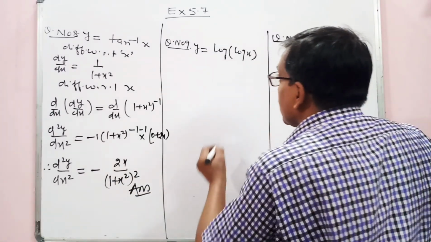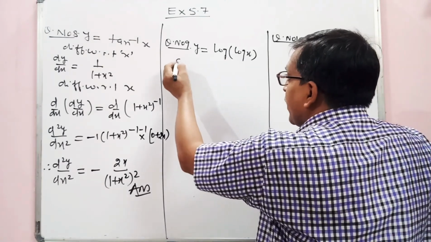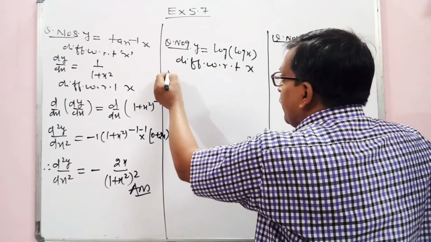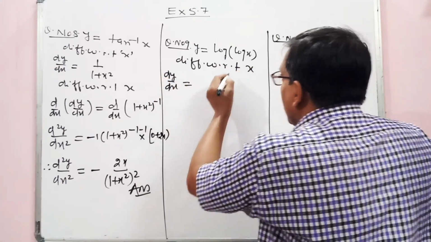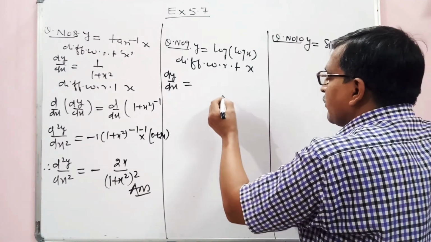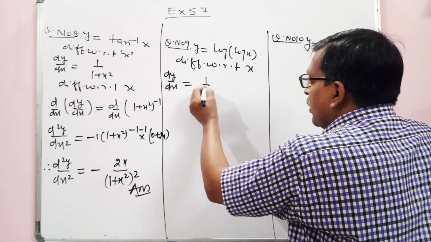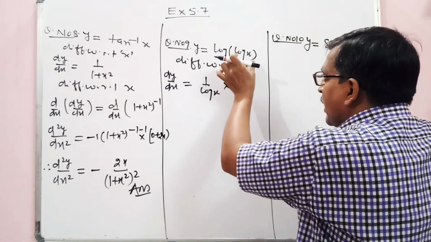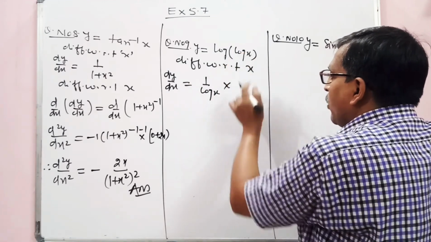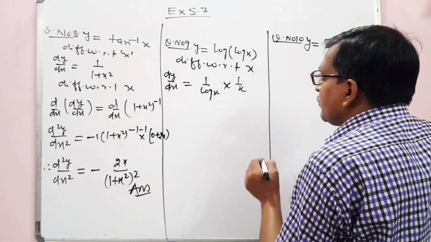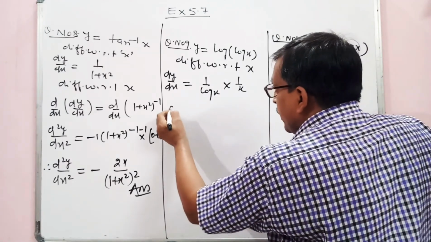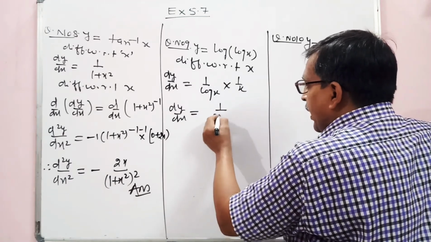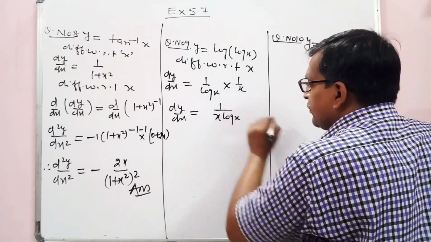Answer. Now here also, differential with respect to x, dy/dx, log x, then the differential of log x is 1 upon x, then 1 upon log x we write down, log x, this one x, 1 upon log x, and the differential of log x is 1 upon x. Now dy upon dx equals 1 upon x log x.